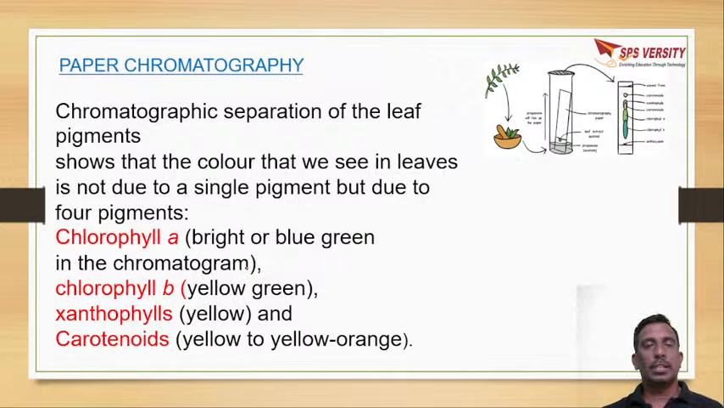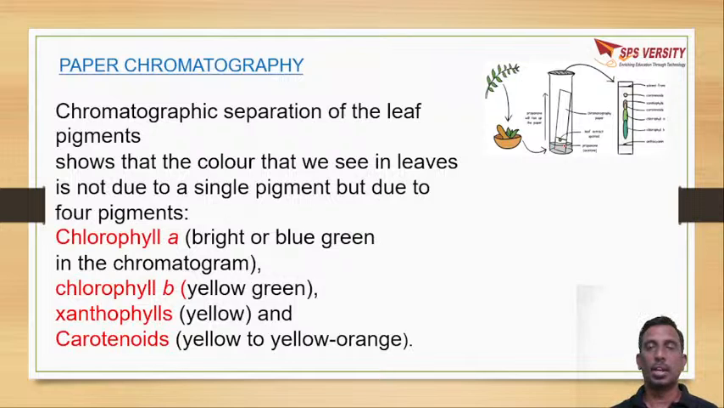So we can extract these pigments by using paper chromatography, a simple experiment. For paper chromatography we can take any part of the plant. For example, if you take leaves, grind the leaves properly in a mortar and pestle. Take a chromatographic paper and keep a dot on it. Put this chromatographic paper in a solvent.